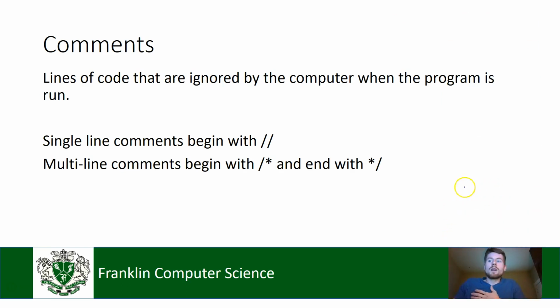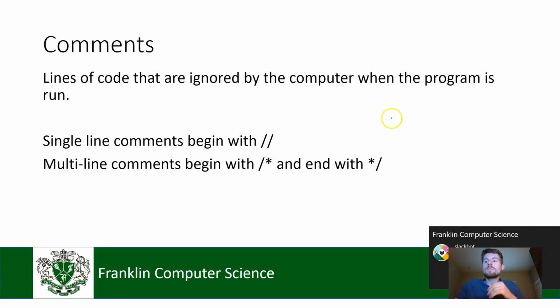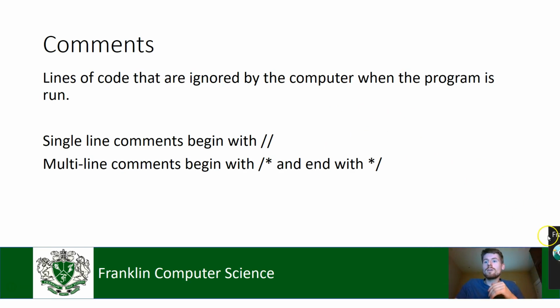Okay. So comments. That's what this slide is about. Comments are there for you and me. So they're there for humans reading code. They're not there for the computer at all. In fact, the computer is going to ignore anything that's got these two forward slashes in front of it, and it's going to ignore anything that is in between a slash asterisk and an asterisk slash. This is the asterisk symbol. It's going to be multiple lines.